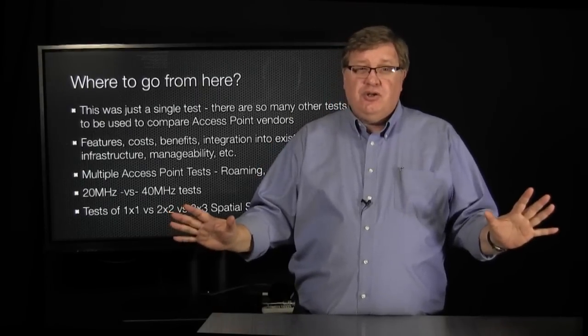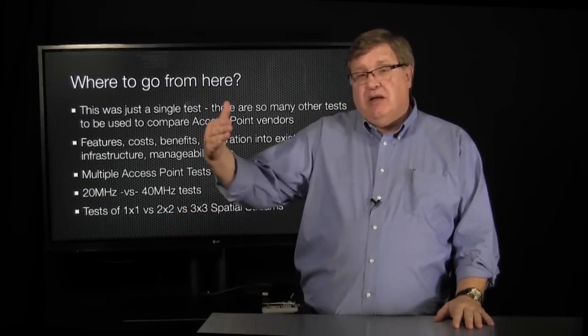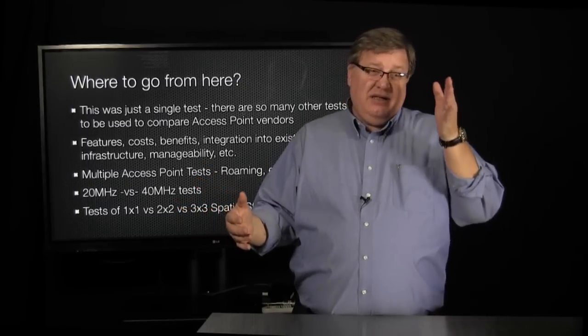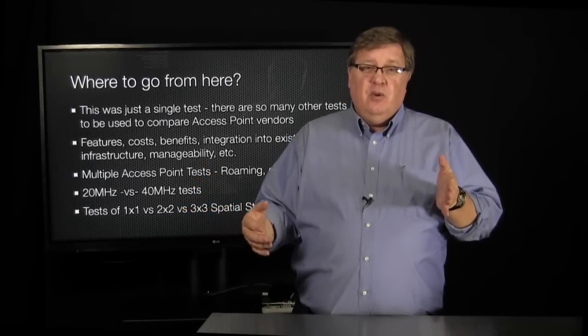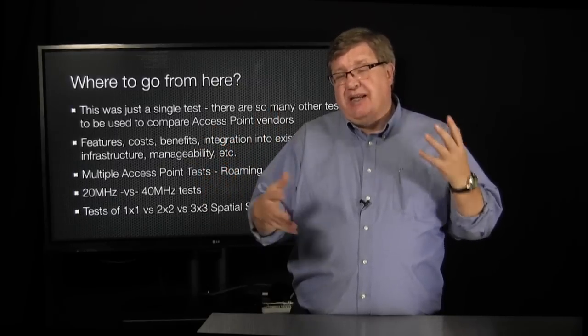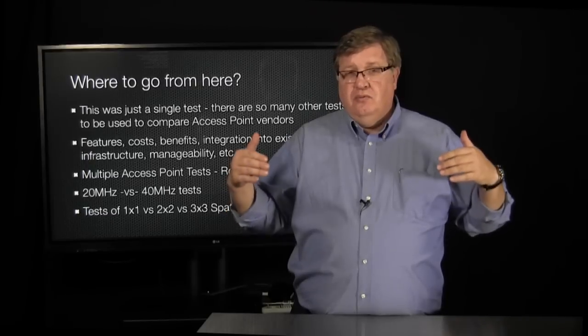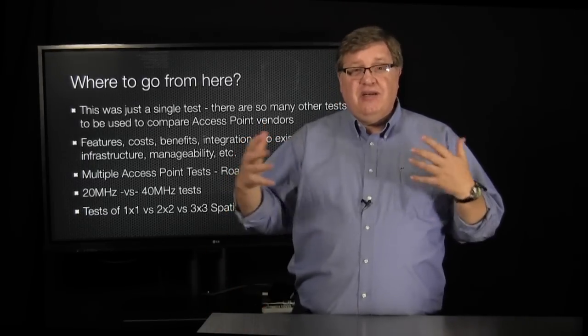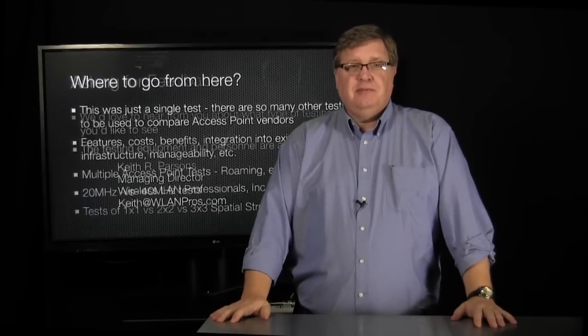We also didn't show multiple access points. How does a client roam? We didn't test 20 versus 40 MHz. We only tested 1-by-1 clients. We could have tested 2-by-2s or 3-by-3s and got entirely different issues. So there's a lot more on the table that we need to do to get a fuller picture of the differences between access points.